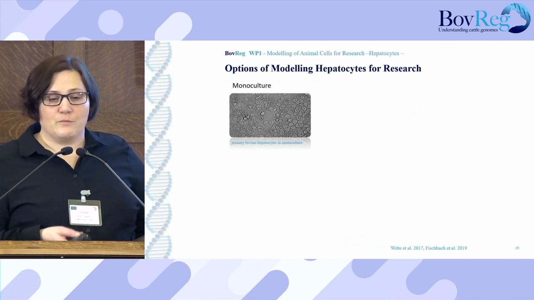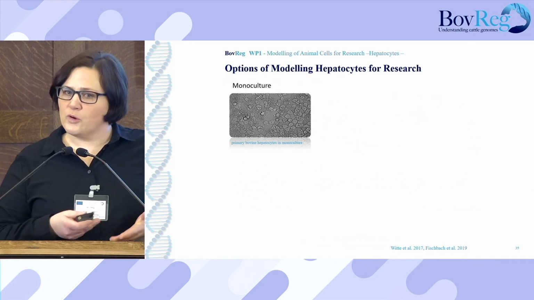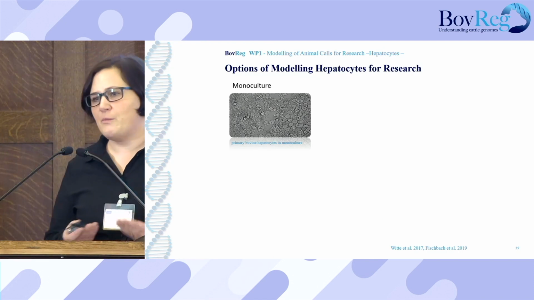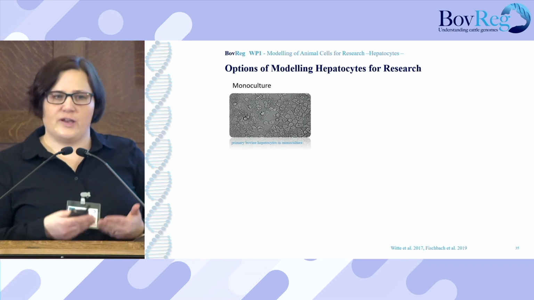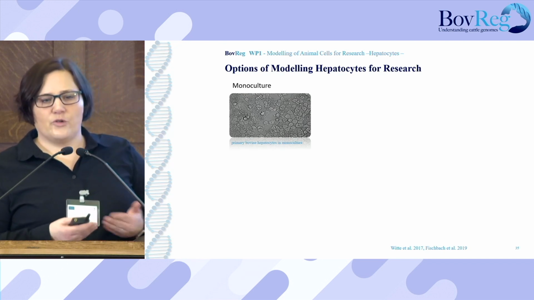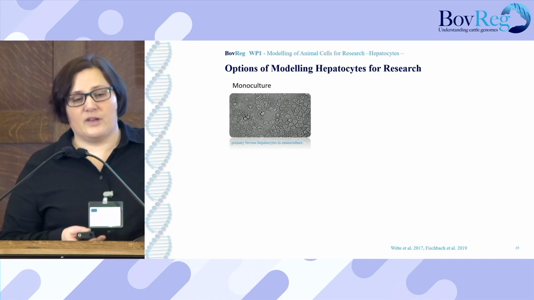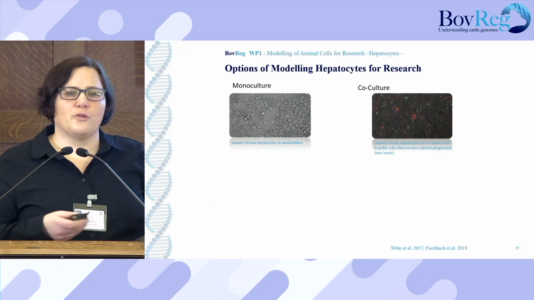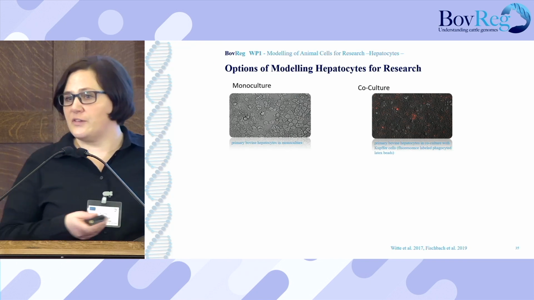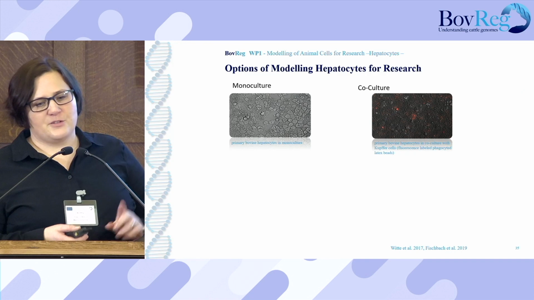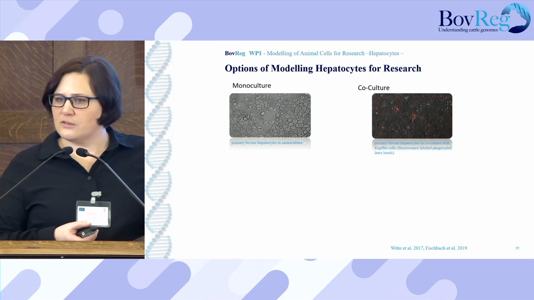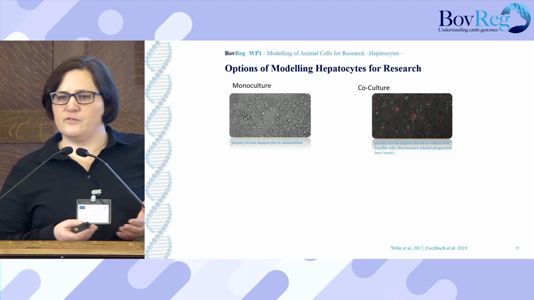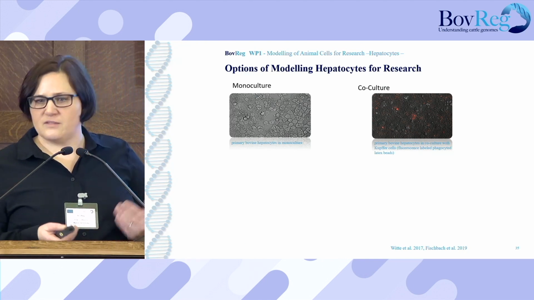So how can we model them? We can do it in a monoculture, where we only have the hepatocytes in culture. And we were able, within the BOFREC project, to work further and to improve protocols for having hepatocytes in this monoculture. Another option is to put them in a co-culture with, for instance, these immune cells. As you can see here, the small red dots are healthy Kupffer cells, which have phagocytosed fluorescence-labeled beads, so we can see them.